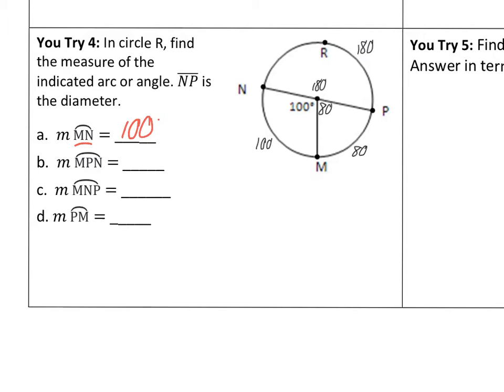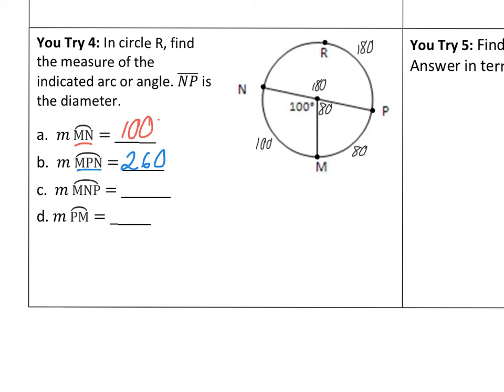Next one I'm looking at is MPN. So first I want to locate that on my circle. Now I'm going to take the short path from M to P and then continue in that direction to get to N. Now, it looks like in this case, I'm covering 80 and I'm covering 180. So I have to add those two pieces up, which together is going to give me 260.